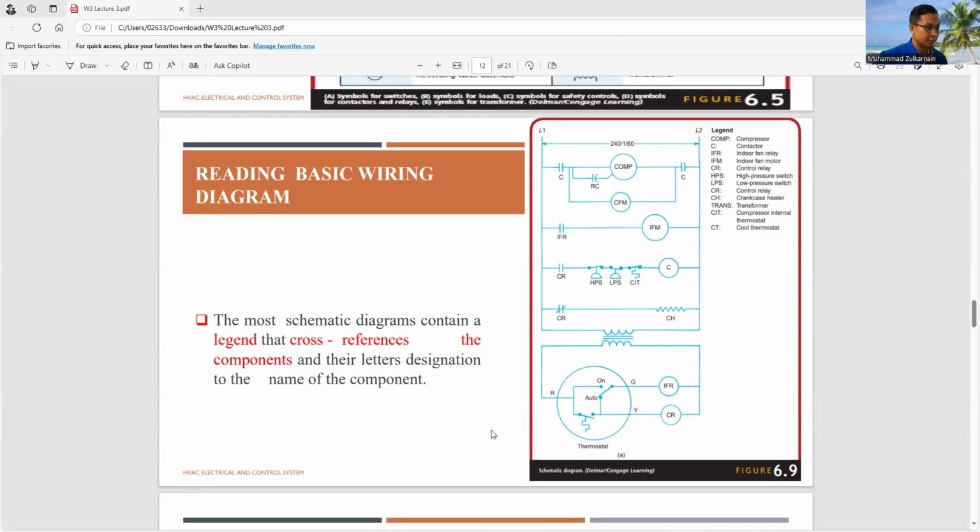So the most schematic diagrams contain a legend, cross references, and components. They are letter designations for the name of the component. Together with the symbol, they also attach the information of the component here. So let's say COMP actually represents the compressor, and then C is a contactor, and IFR is indoor fan relay. So you can understand from the figure.